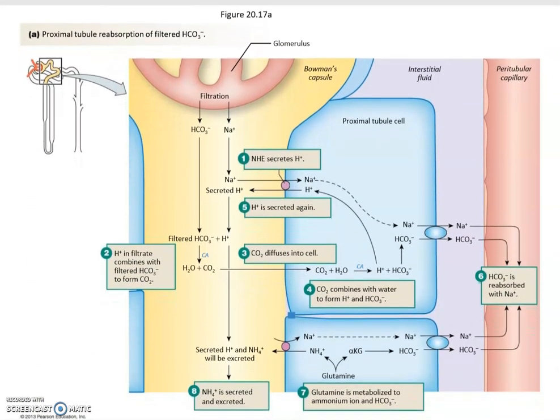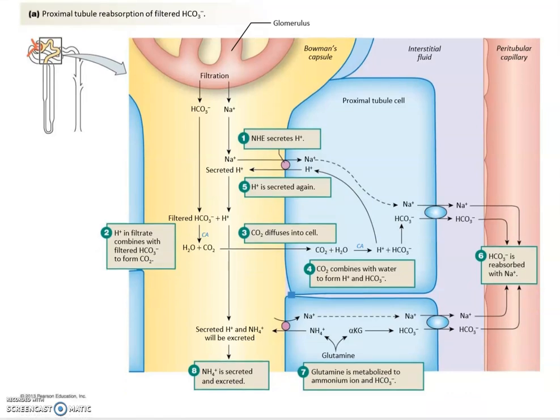And here's what the proximal tubule reabsorption of filtered bicarbonate looks like. We're starting out here with the sodium hydrogen exchanger that secretes hydrogen ions. And we'll jump over here to 2. The hydrogen in the filtrate combines with the filtered bicarbonate to form CO2 based on this equation right here. Then CO2 diffuses into the cell, and CO2 plus water forms carbonic acid, which dissociates into hydrogen ions and bicarbonate ions.